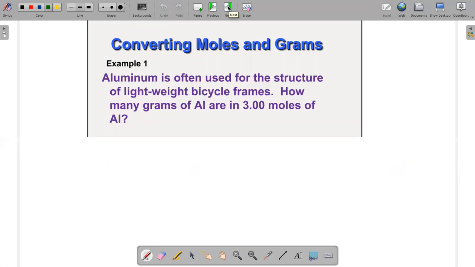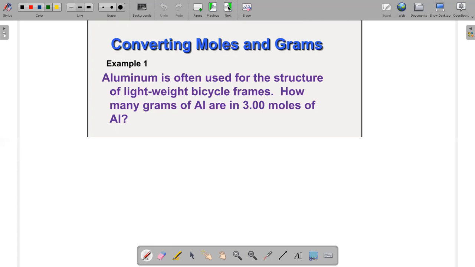Okay, so the first example, this is on the bottom of the guided notes. Example number 1. Aluminum is a lightweight, very strong metal. It's used in tennis rackets, ski poles, tent poles, bike frames, baseball bats, softball bats, coat hangers sometimes. It's used a lot for building aircraft because it's a fairly lightweight, strong material.